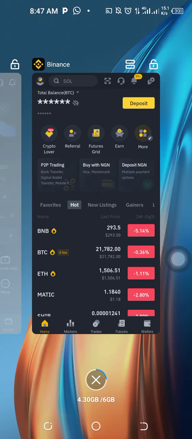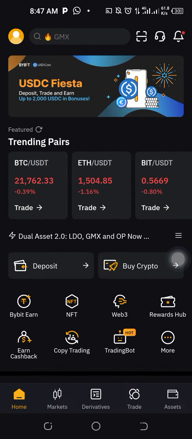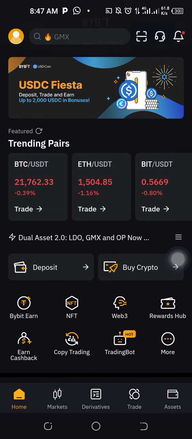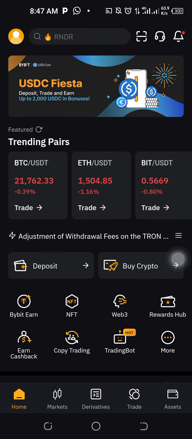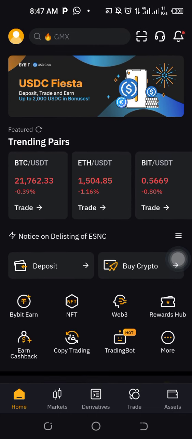Then on my Bybit app, I'm going to have the main money I want to trade with, which is maybe $200 or $500. This is a strategy you can use if you are a beginner. This strategy is beginner friendly. So I'm going to have my main money that I want to trade with on Bybit.